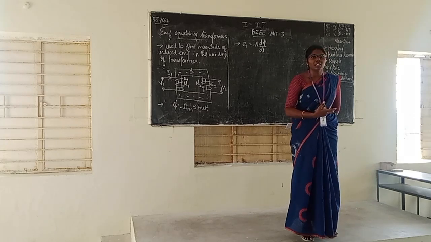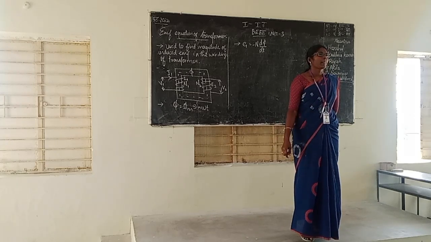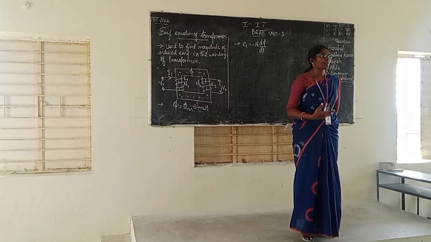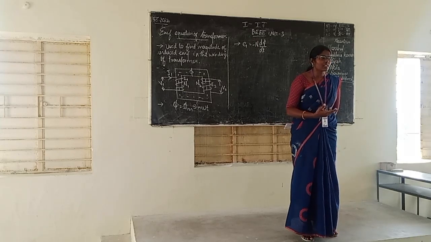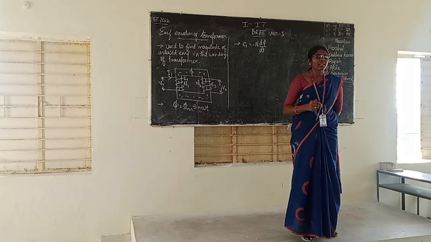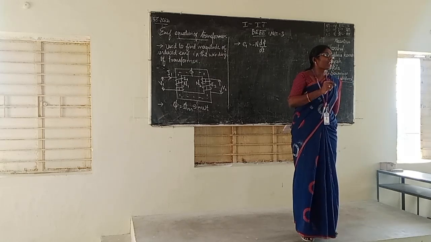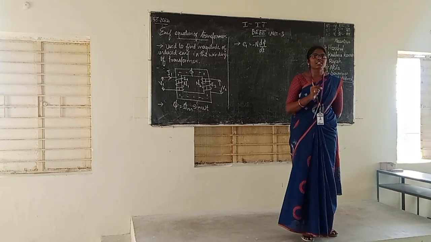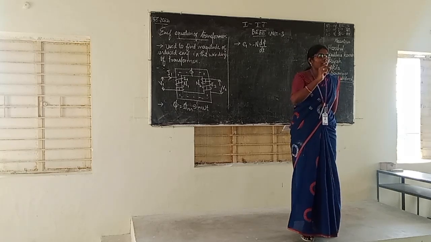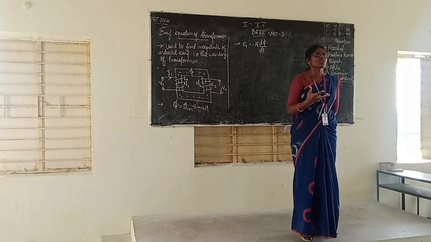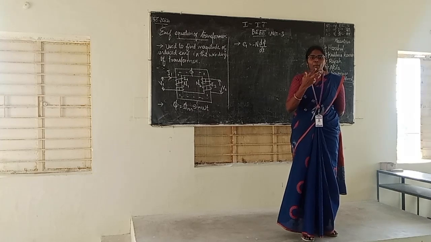What type of device is a transformer? I have told you multiple times. It is an electromagnetic device. In unit 2 we discussed these machines, where there is an electrical as well as a mechanical part, so that device is said to be an electromechanical device.